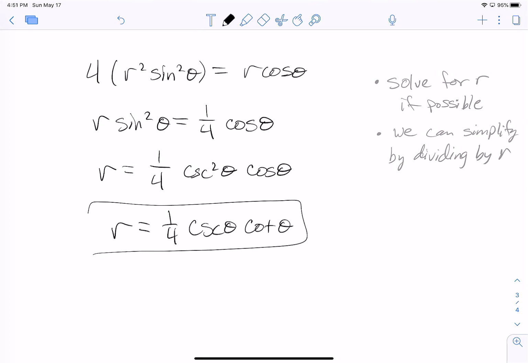And it may look like, well, this isn't much simpler. We have 2 trig functions. Well, that's true, but we also don't have an exponent at all. But more to the point for me, the cosecant of theta times the cotangent of theta is actually the derivative of the negative cosecant of theta. So this is actually a form of an equation that kind of looks familiar in terms of calculus.